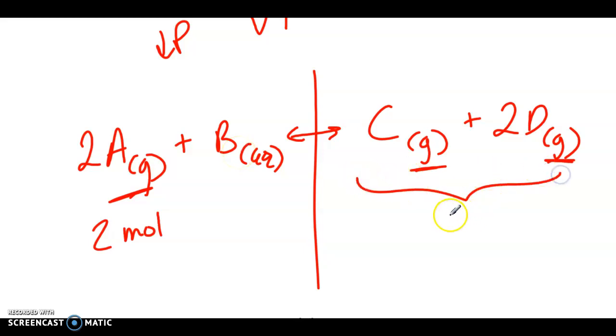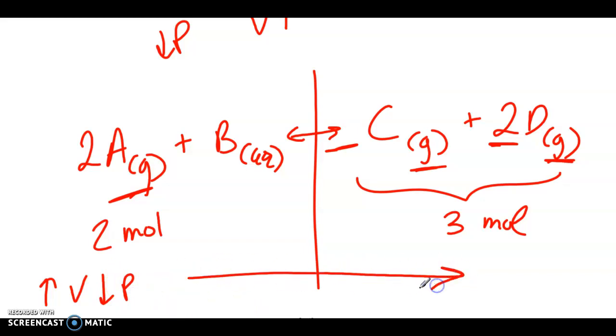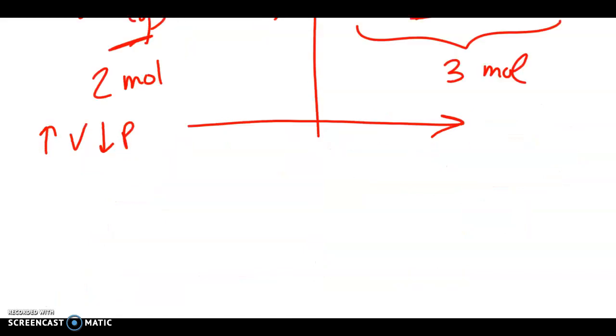And on the product side, I have 3 moles worth because I have 2 different components, right? And remember, you look at the coefficients to look at the ratios. So for this particular one, if I were to increase the amount of volume, which means I'm going to decrease the pressure, for this particular reaction, it would actually shift to the right because the product side is going to be occupying more space, right? So it'd be able to fill that space better.